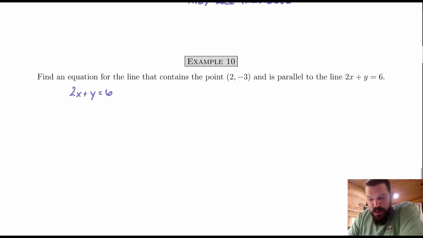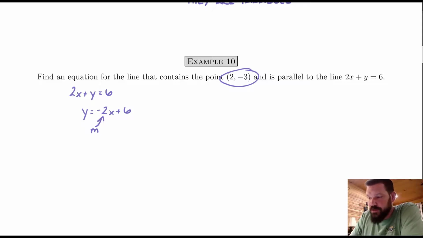So we only have one step on this problem. We have to subtract 2x, and we get y equals negative 2x plus 6. So our slope is negative 2. And here we have a point. So we have a slope and a point, which means we want to use the point-slope form of a line.